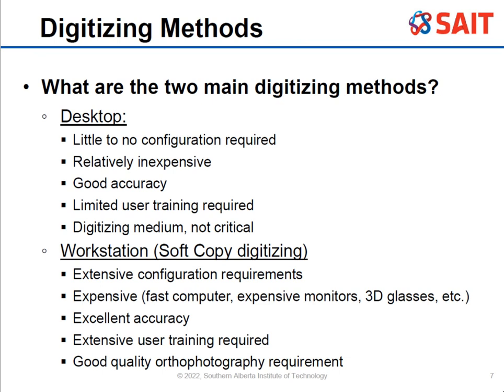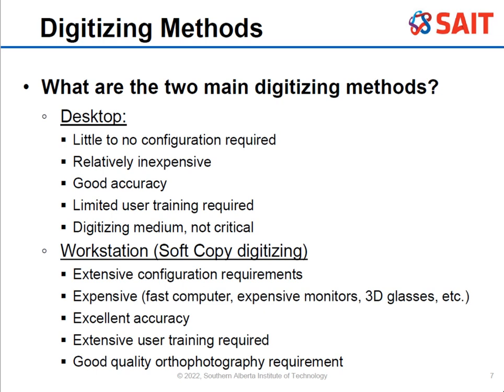So what are the two main digitizing methods? There's a desktop method and a workstation method. The desktop is what you guys are going to be using in this class. There's really no configuration required. You're going to be using ArcGIS and a mouse that has clicking buttons on it. That's all you really need. It's relatively inexpensive to do it this way. It has pretty good accuracy.